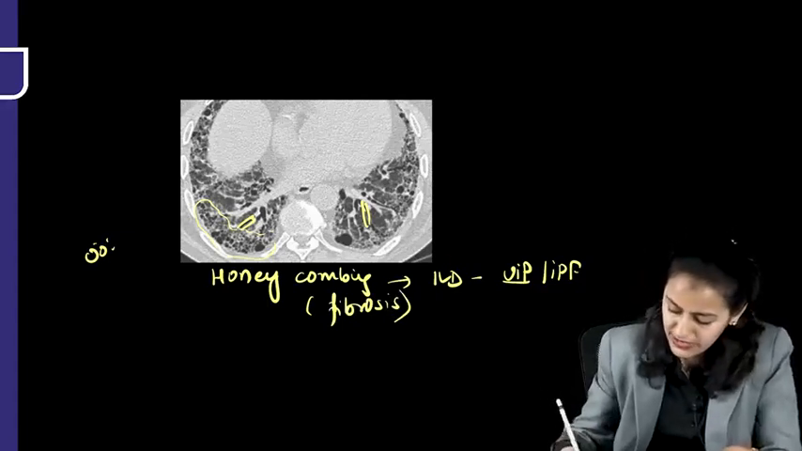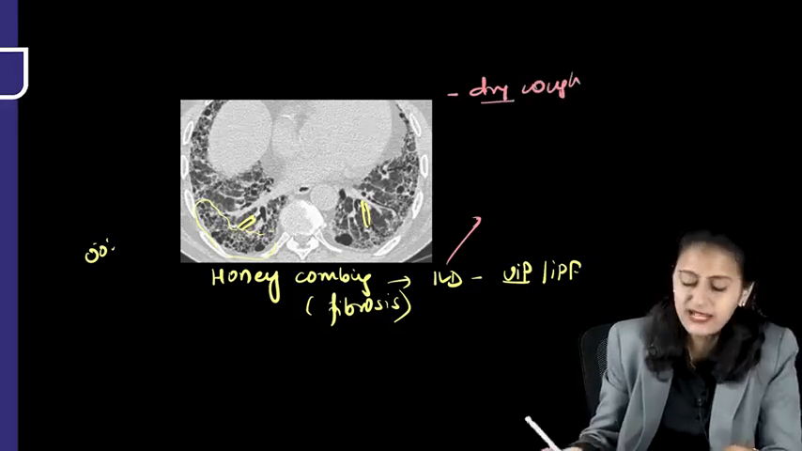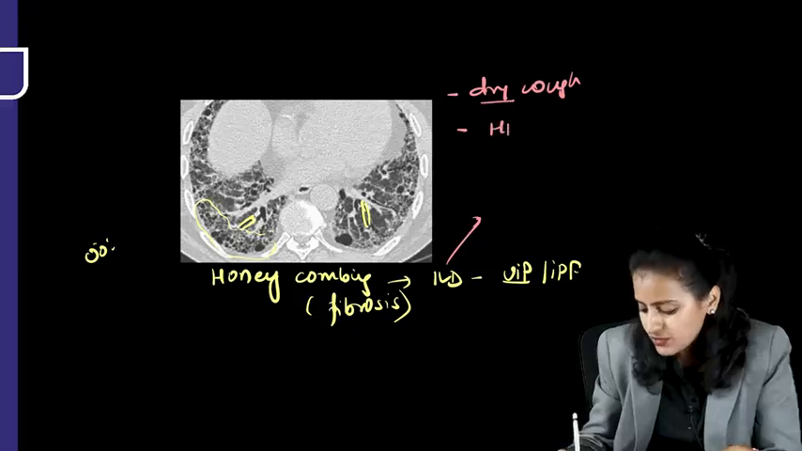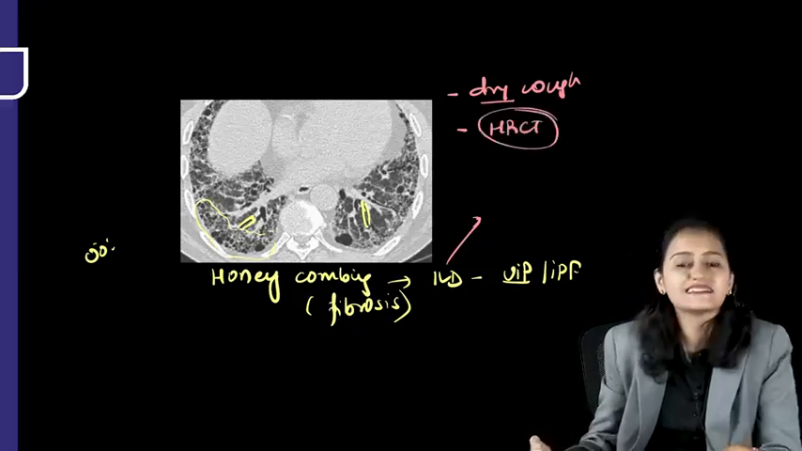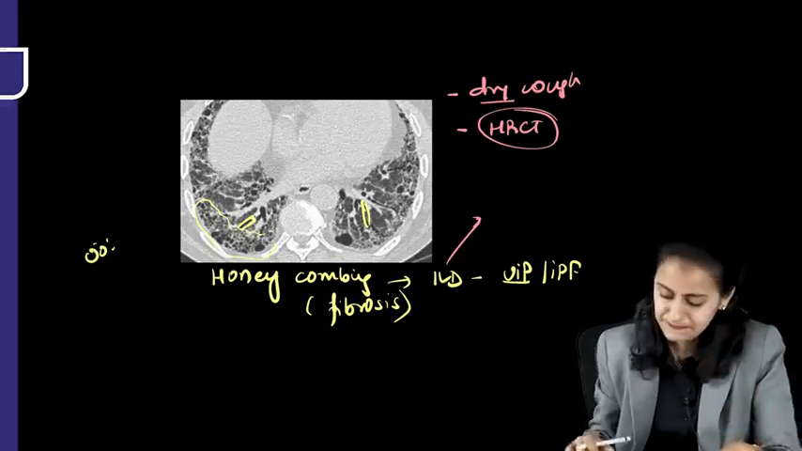So remember that for interstitial lung disease, the history is generally of dry cough. It's not productive cough. And the investigation of choice is HRCT. HRCT for bronchiectasis and interstitial lung disease. Next one, what are we seeing here?